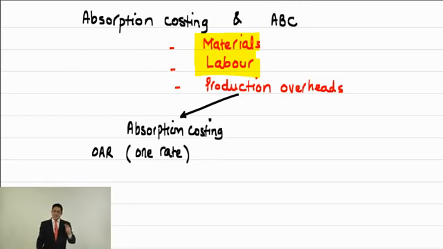But when it comes to ABC, activity-based costing, we don't use one overhead absorption rate. Production overheads are charged to the products by a different method, which is based upon various activities, as the method name is activity-based costing. We use a costing system based upon activities. So let's have a look at the details of the activity-based costing.